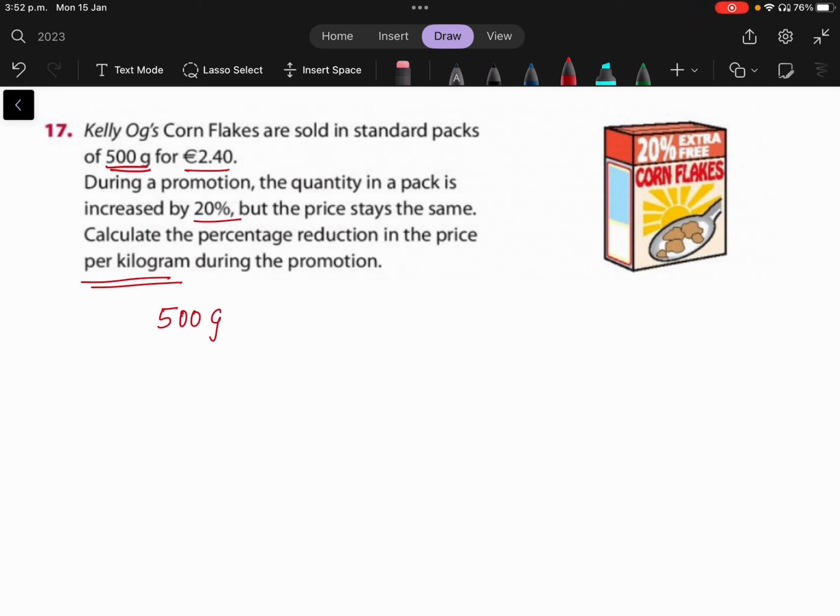So 500 gram cost 240 euro. So 1 gram will cost how much? 240 over 500, right? Sorry about that. So 500 gram cost 240 euro. So 1 gram will cost 240 over 500 euro.